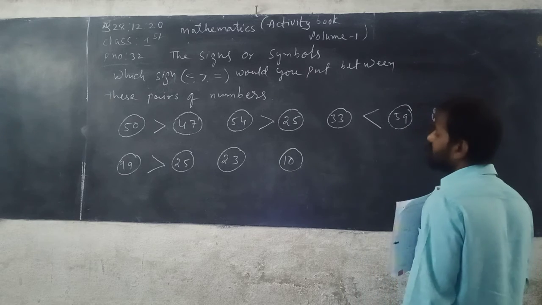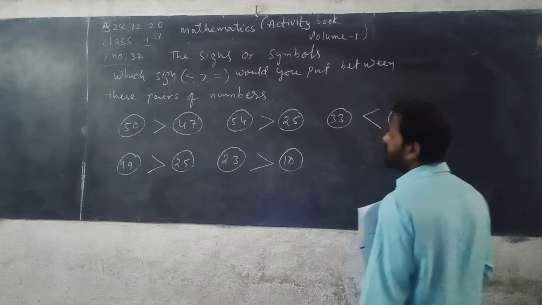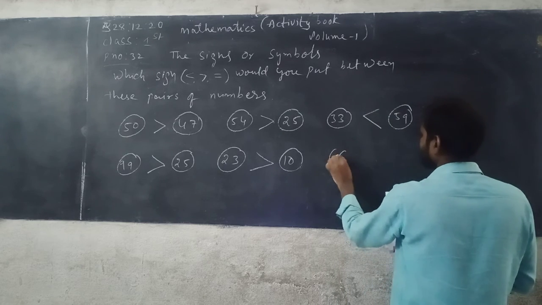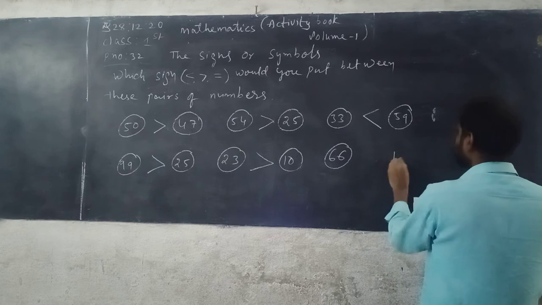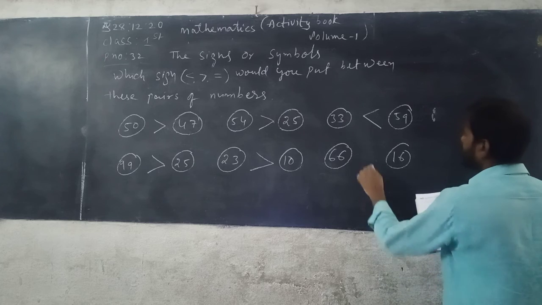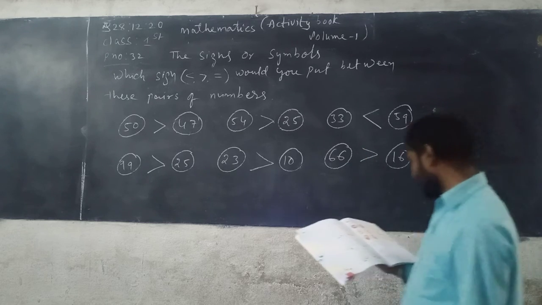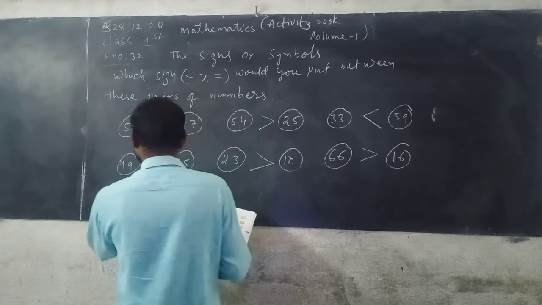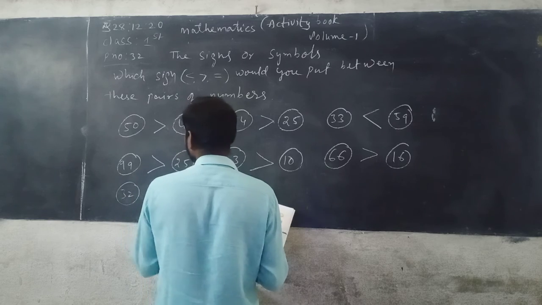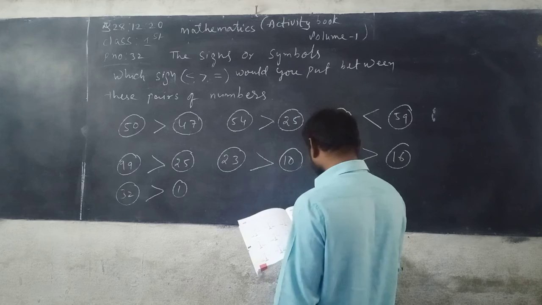23 and 10. See here, 23 is the bigger number than 10. Then you can use the greater than symbol. It can be read as 23 is greater than 10. 66 and 16. 66 is the bigger number than 16. Then you can use the greater than symbol. You can read it as 66 is greater than 16. 32 and 1. So 32 is a bigger number than 1. Then you can use the greater than symbol. 32 is greater than 1.